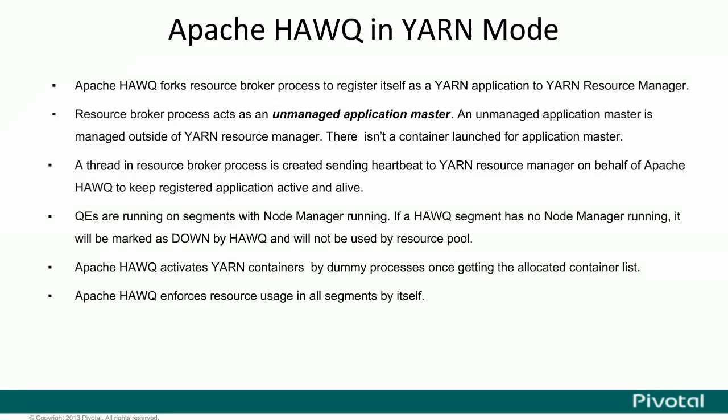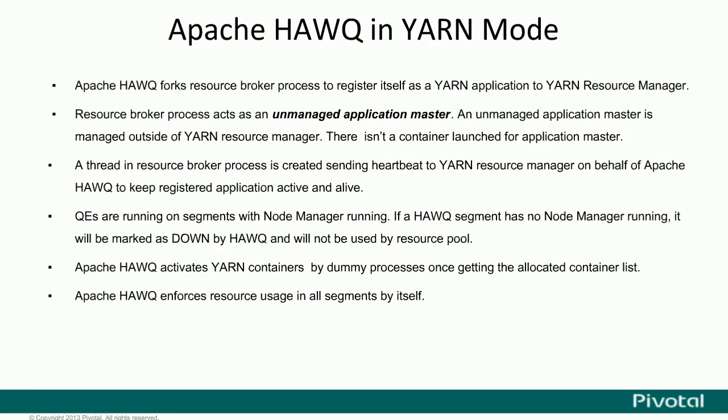The QEs then run on the segments with Node Manager running. If Node Manager drops, then Hawk won't be able to tell there are containers available on that node, and it'll take that node out of the Hawk cluster. It won't be used to try to allocate processing.